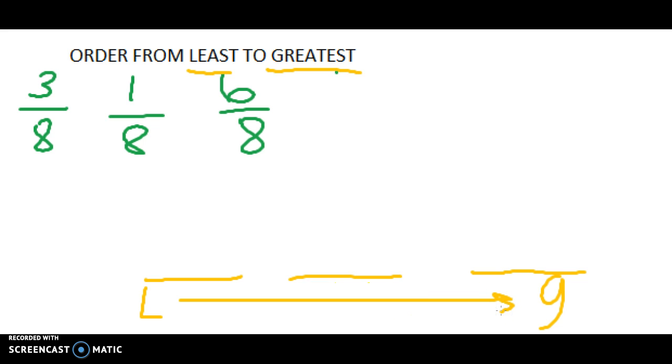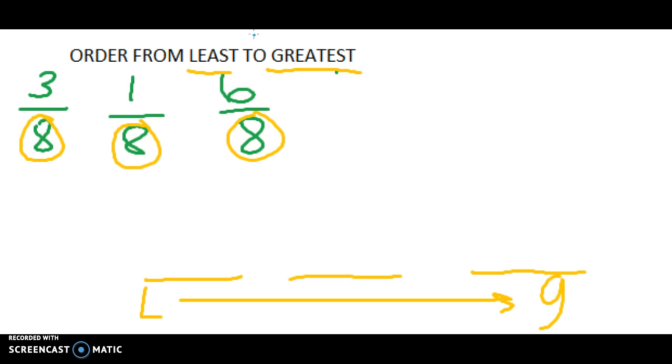When I'm ordering fractions, it's just like comparing fractions, so I'm going to begin by going through my steps. Step 1, look to see if the denominators are the same. My 3 fractions are 3/8, 1/8, and 6/8. All of them have a denominator of 8, so I'm going to go ahead and circle the denominator.